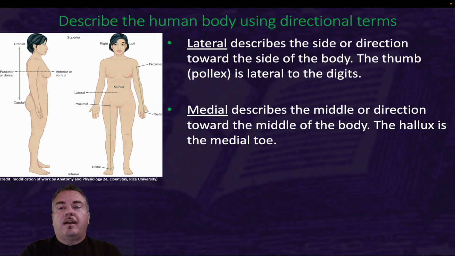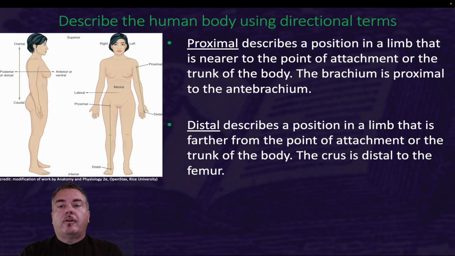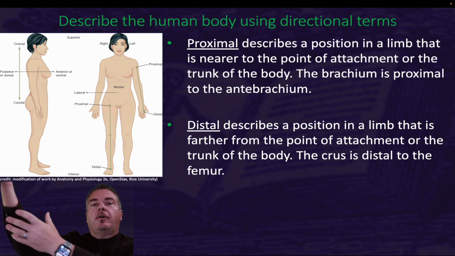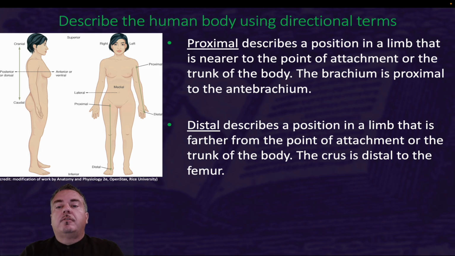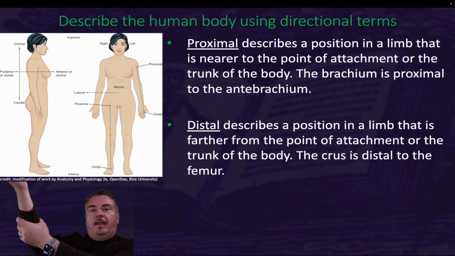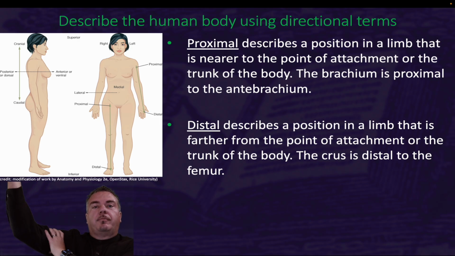Lateral describes the side or direction towards the side of the body. For example, my deltoid muscle is lateral to my pectoral muscle. Medial describes the middle or direction towards the middle of the body. For example, my pectoral muscles are medial compared to my deltoid muscles. Proximal describes a position on a limb that is nearer to the point of attachment or the trunk of the body. For example, my brachium is proximal to my antebrachium. Distal describes a position in a limb that is farther from the point of attachment or the trunk of the body. For example, my antebrachium is distal compared to my brachium.